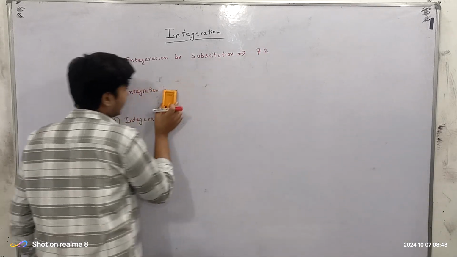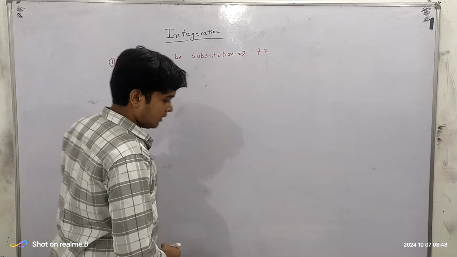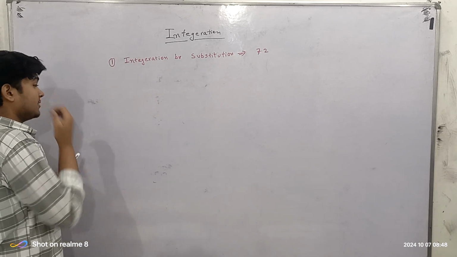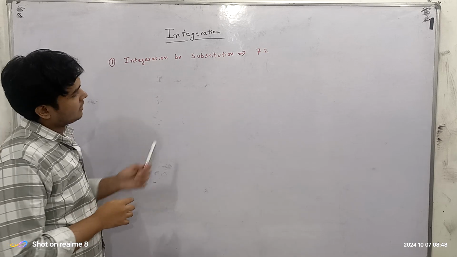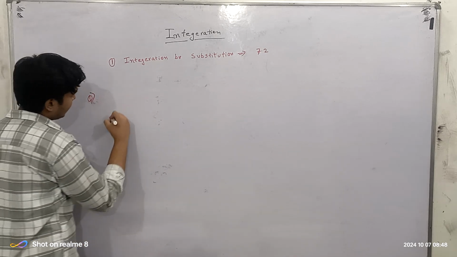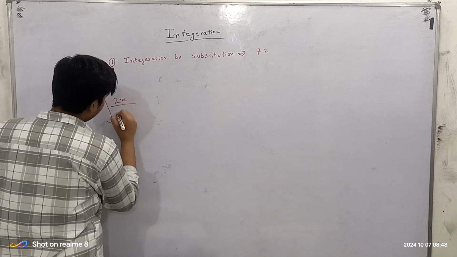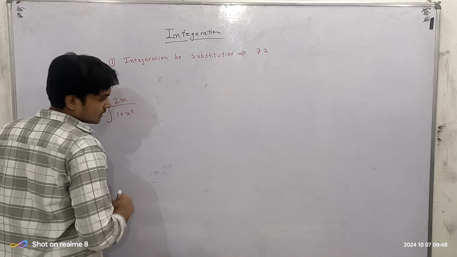We will give the heading integration by substitution. Now we are going to study it. Suppose, for example, a question: first I am going to solve one example, then you will understand it from the example only. Integration of 2x by 1 plus x square. This is the question.